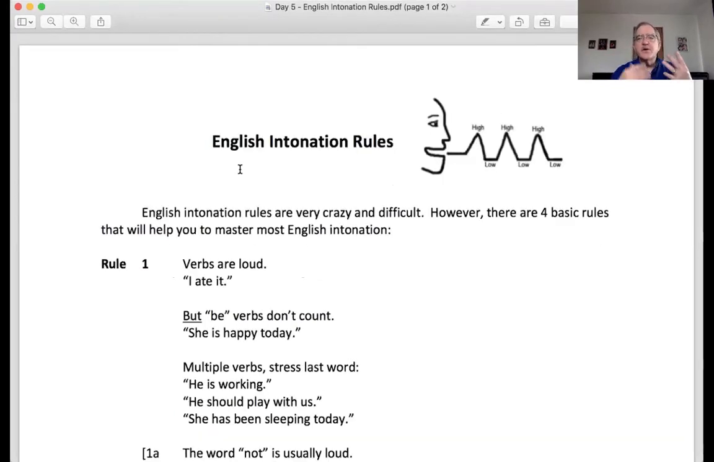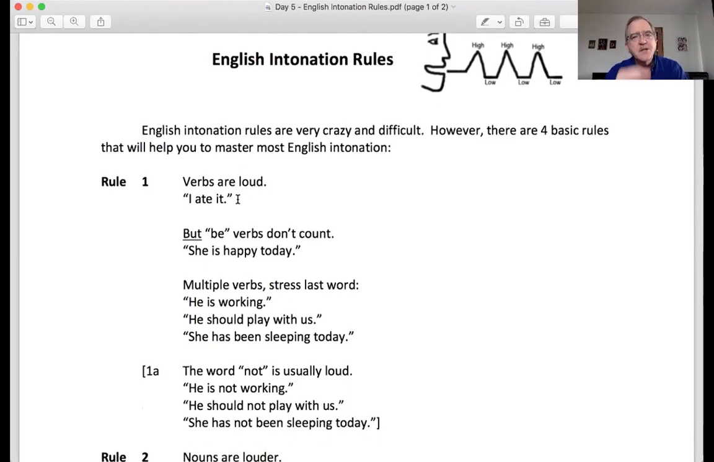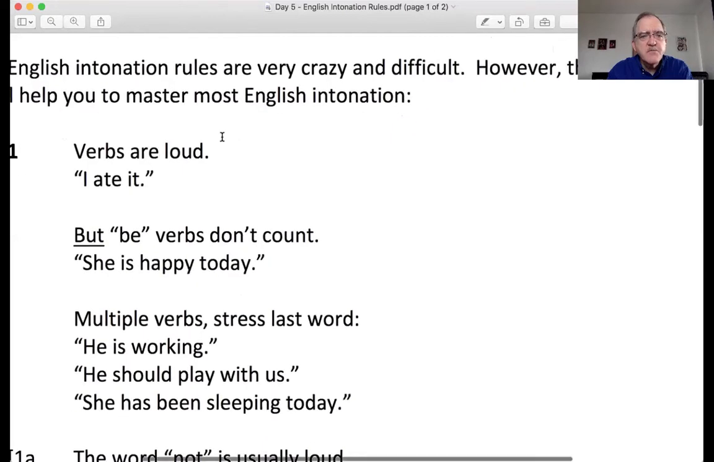But I'm going to read this over, and I hope you'll listen to this video, because as you listen to me and see my explanations, you're going to remember it a lot more. Let's read. English Intonation Rules are very crazy and difficult. Are you guys able to read this? I think this might be a little too small for you. Okay, just a minute. English intonation rules are very crazy and difficult. However, there are four basic rules that will help you master most English intonation. Okay, so I'll make this bigger so you can read this on your computer a little easier.